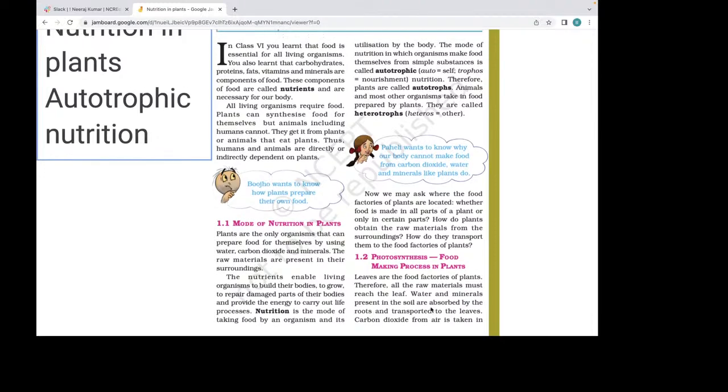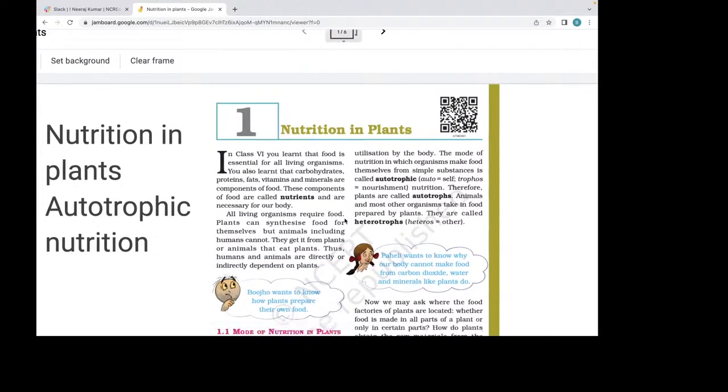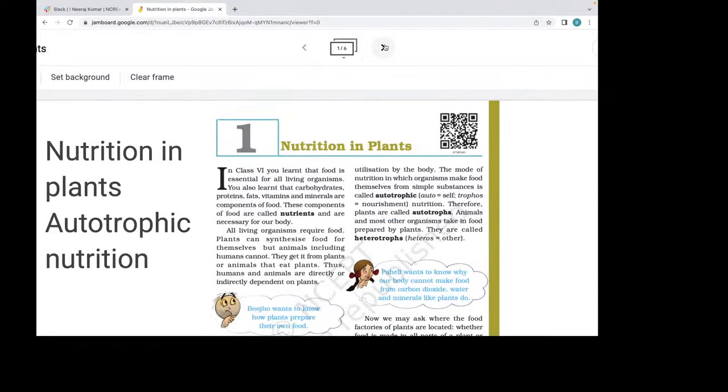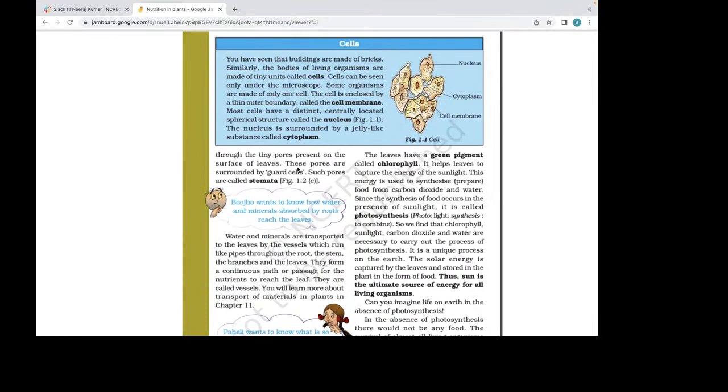Carbon dioxide from air is taken in through the tiny pores on the surface of leaves. These pores are surrounded by guard cells. Such pores are called stomata. So now we know that the mineral and water are absorbed by roots and transported to the leaf. And how is carbon dioxide transported? It is taken in through the tiny pores present on the surface of leaves.